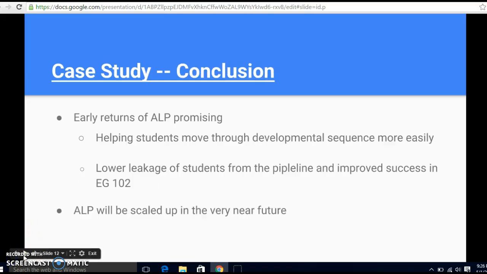So in conclusion, the early returns of ALP are very promising. They're promising because they help students move through the developmental sequence more easily at Butler Community College. Additionally, there has been lower leakage of students from the pipeline and improved success in English 1 and 2. As a result, ALP will be scaled up in the very near future.